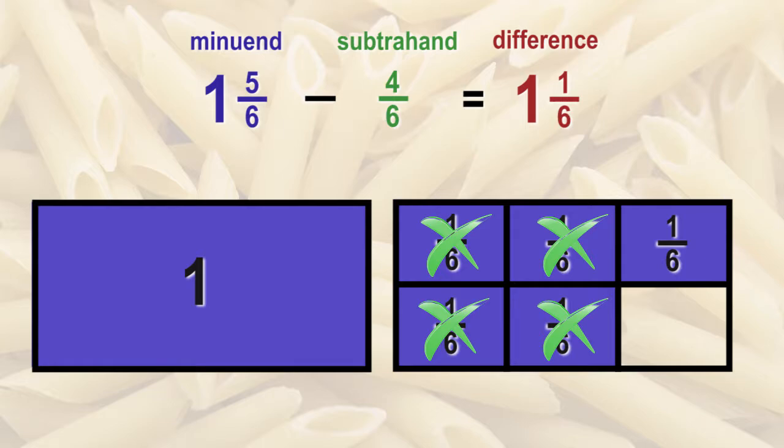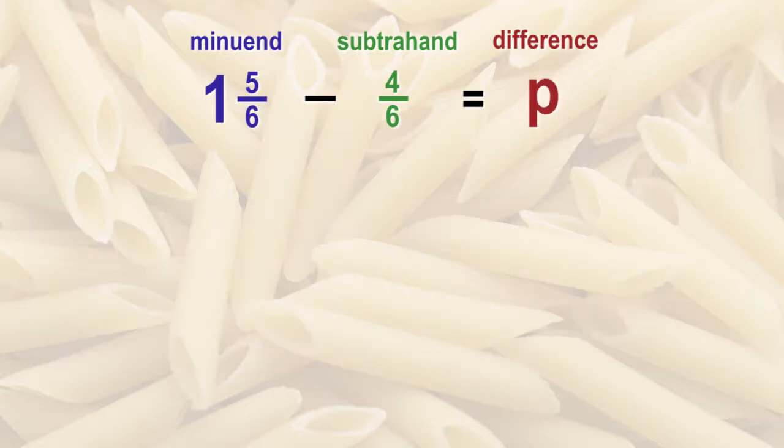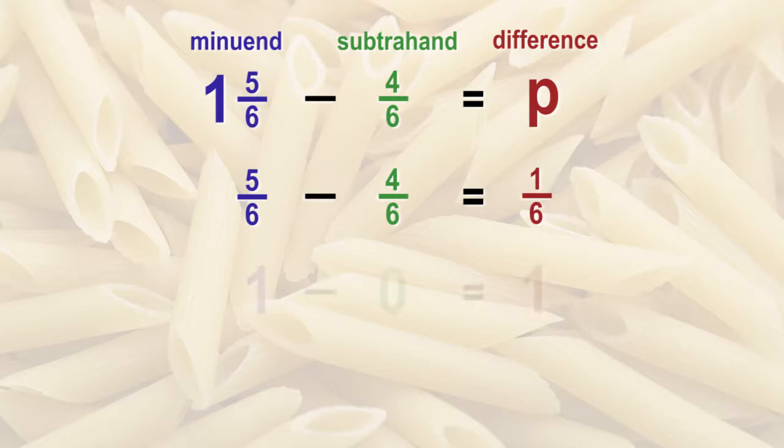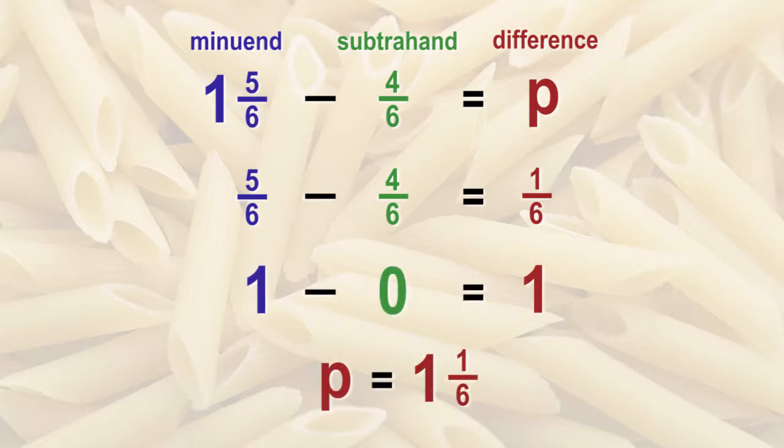Now let's represent the problem numerically. Start by subtracting the fractional pieces first. 5/6 minus 4/6 equals 1/6. 1 whole minus nothing is 1 whole. P equals 1 1/6 pasta packages left.